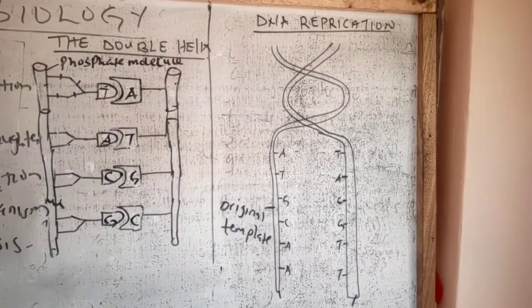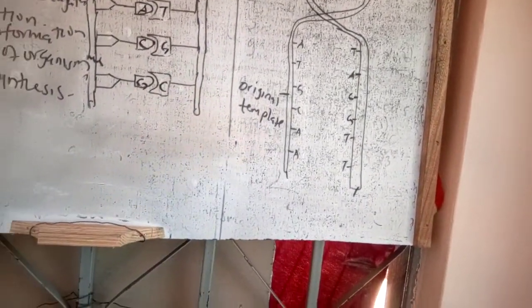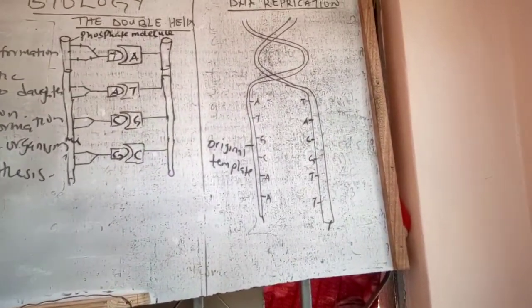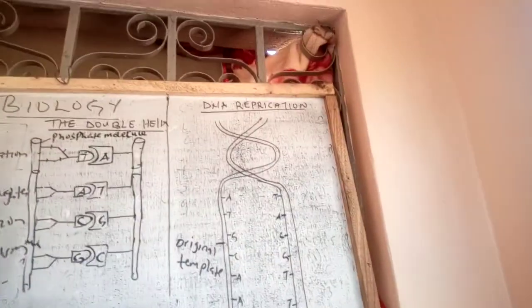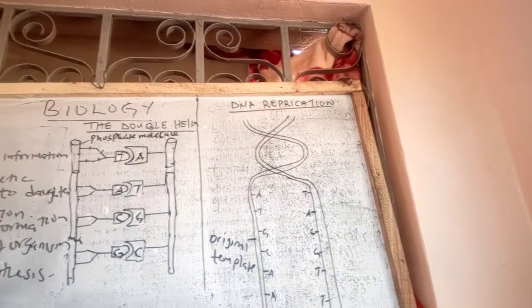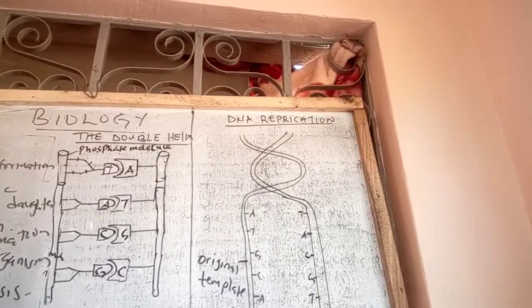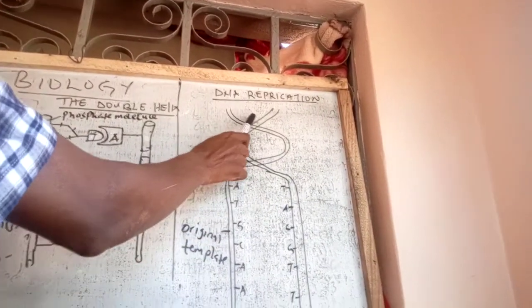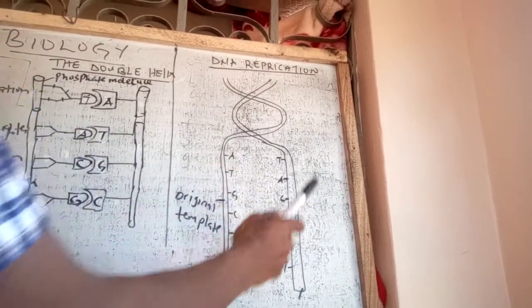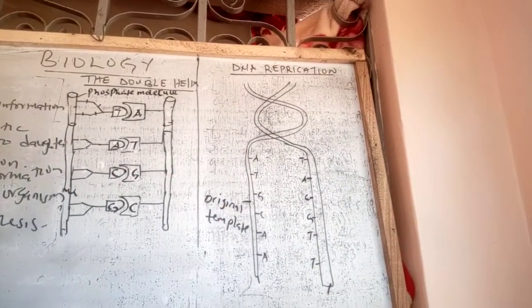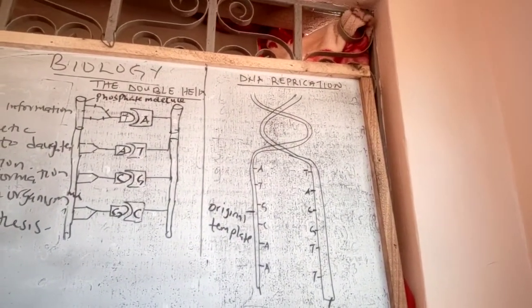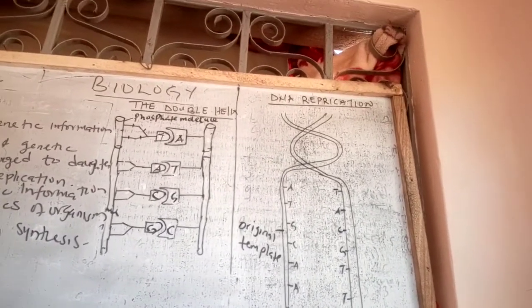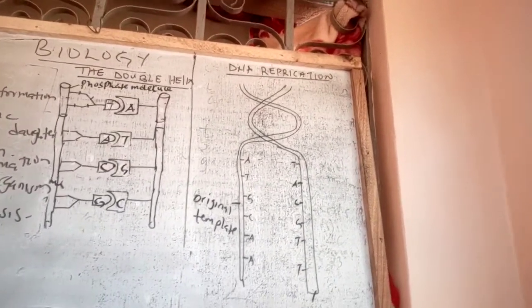That is what we refer to as DNA replication. I'm going to demonstrate how DNA replication comes about. As you can remember, there is another diagram which I had drawn, and it looked like this. During DNA replication, the double helix, that is the two strands of DNA, unzip. You can see them unzipping.